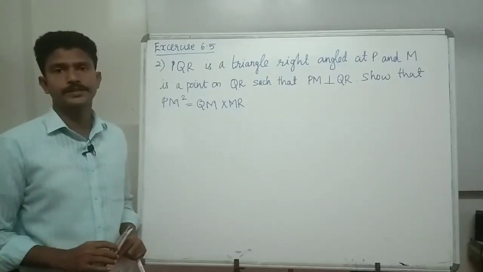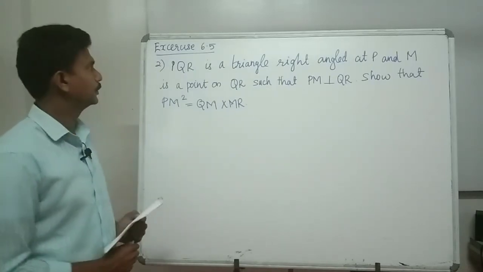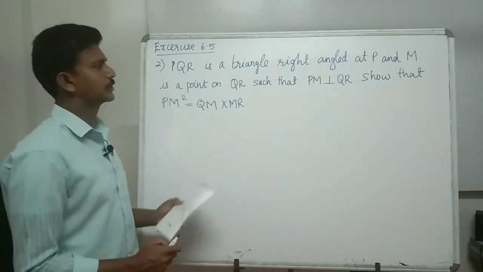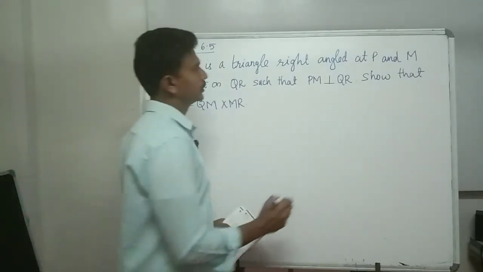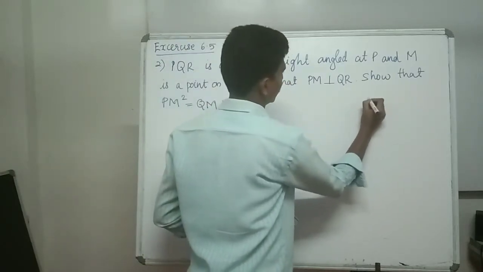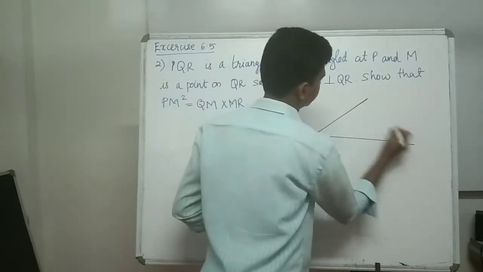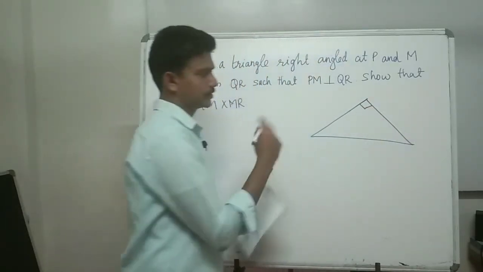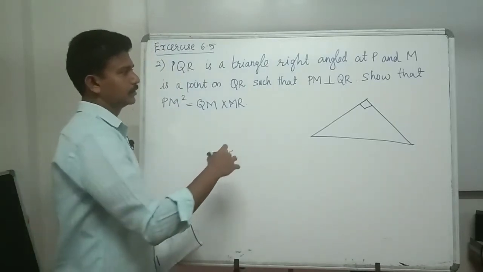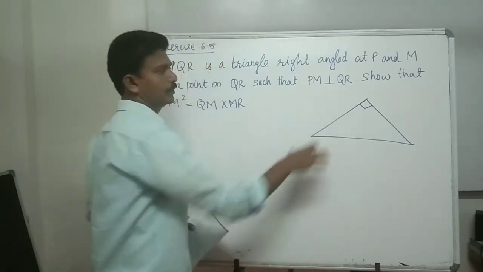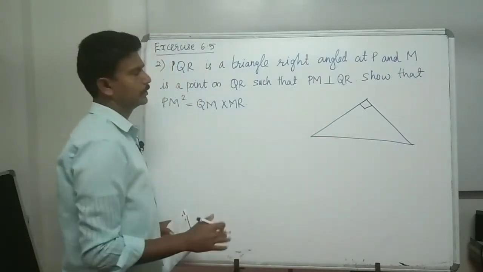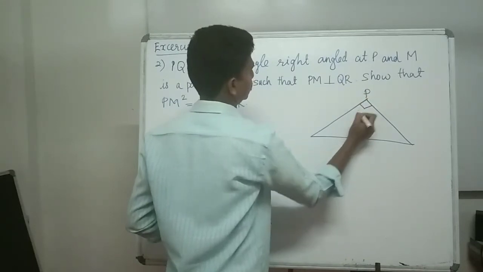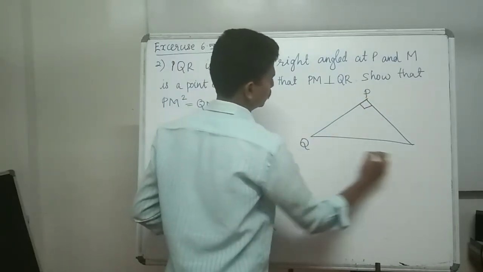Next is exercise 6.5, question number 2. PQR is a triangle, right angle at P. So it is a picture, we can draw it. So PQR is a right triangle. So we can give a right angle triangle. Here I am giving the right angle. We can change the picture; it need not be drawn exactly this way, the angle can be changed downwards or any other way. So here right angle at P. So P is a right angle. So we can give Q and R.